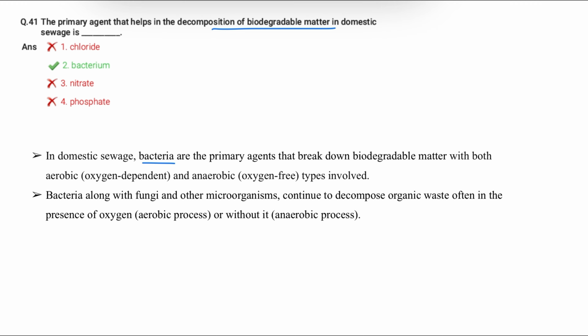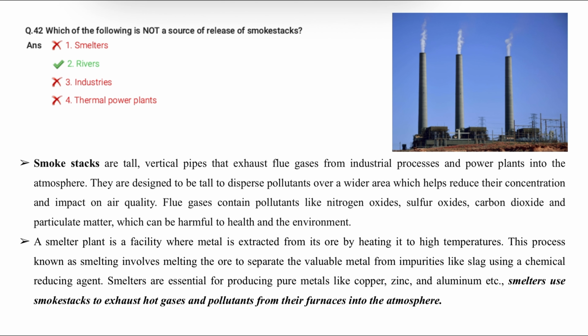Bacteria, along with fungi and other microorganisms, continue to decompose the organic waste, often in the presence of oxygen, which is the aerobic process, or without oxygen, the anaerobic process. Correct answer is bacterium. Next question. Which of the following is not a source of release of smokestacks?